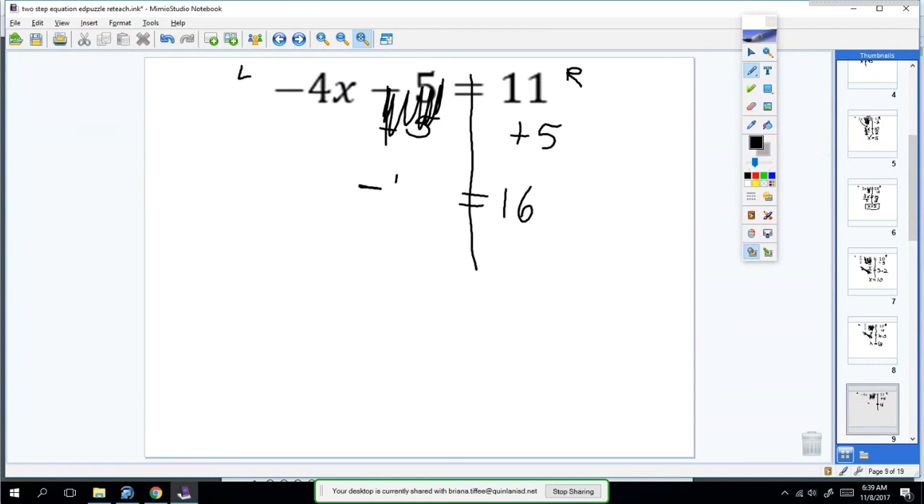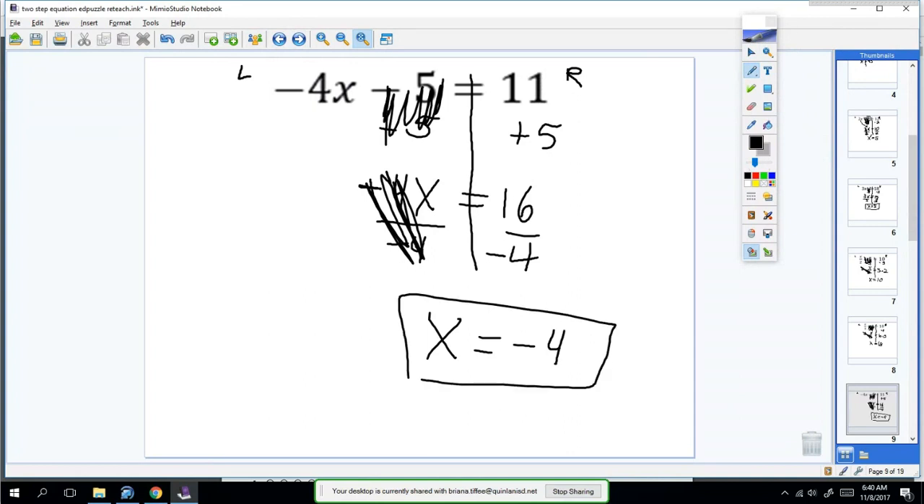So now I have a negative 4x. So now I'm going to divide negative 4 to both sides. This cancels out. X comes down. 16 divided by negative 4 is negative 4. Because when I divide a negative into a positive, it is a negative. That's your answer. Okay, so now you're going to try one.